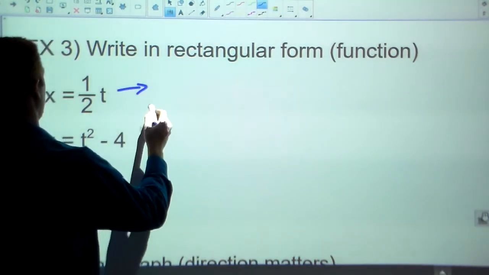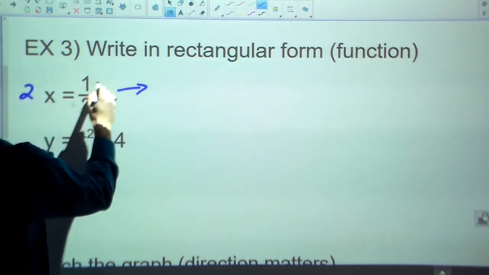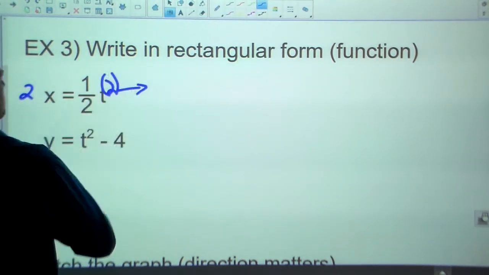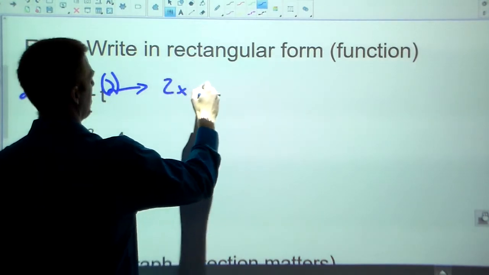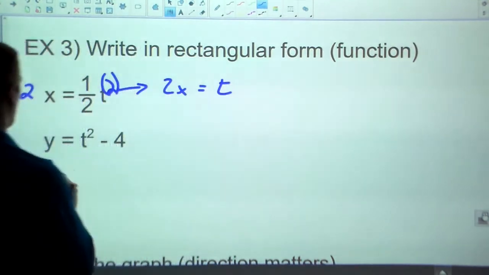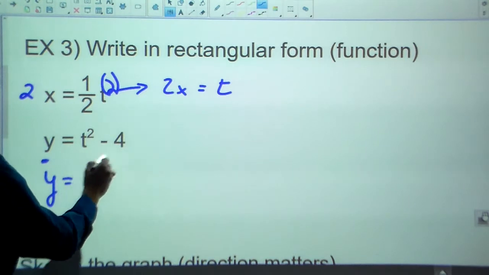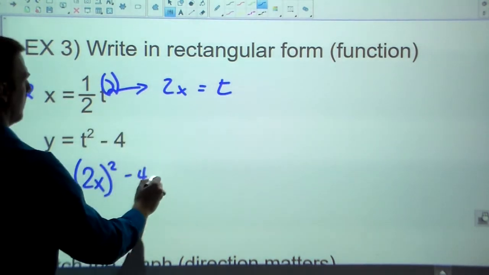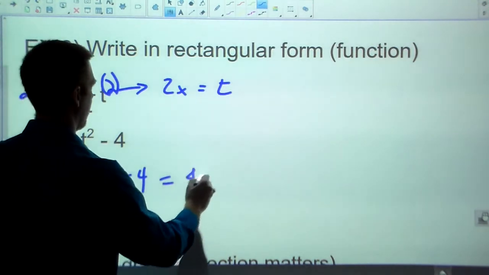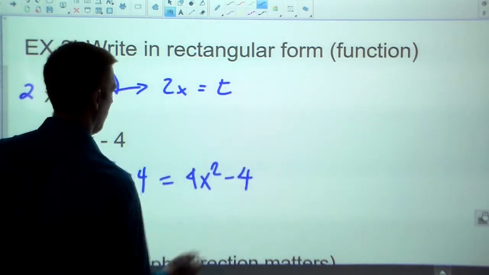Let's solve this for t. We'll do that and multiply by 2 on both sides. That 1/2 times 2 would be 1. So 2x would equal t. Once I know that, then t squared would be (2x) squared. And to wrap it up, 4x squared minus 4.